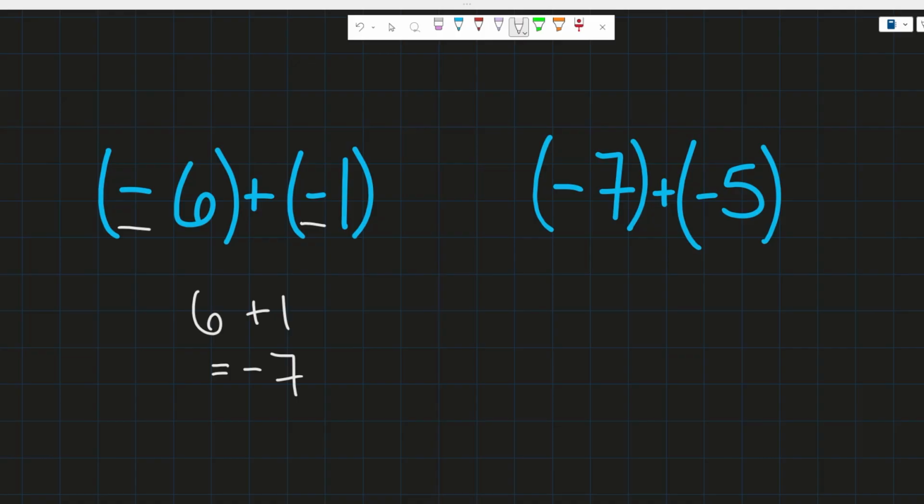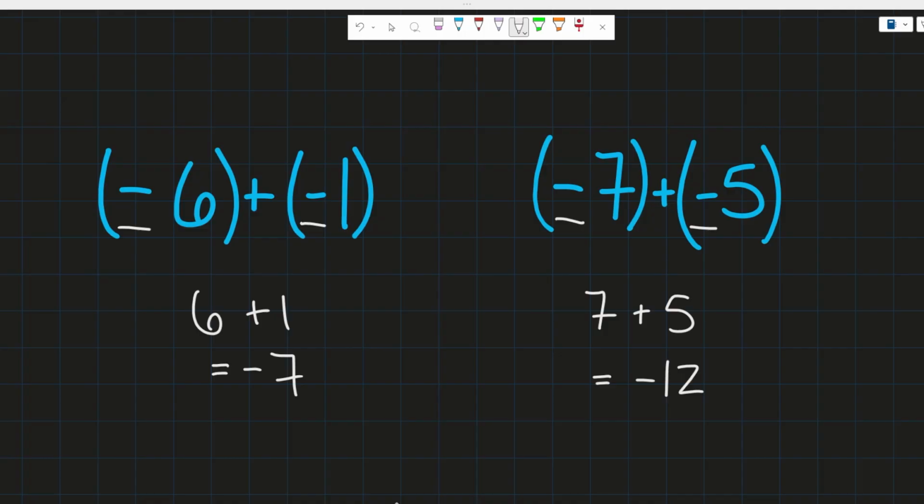Okay? Same thing with the next one. Our add-ins are the same sign. They're both negative in this case. We'll just do it again. We'll look at the numbers first. We'll kind of ignore the negatives. 7 plus 5 equals 12. Since our signs are the same and our signs are negative, we'll attach that onto the front. So negative 7 plus negative 5 equals negative 12.